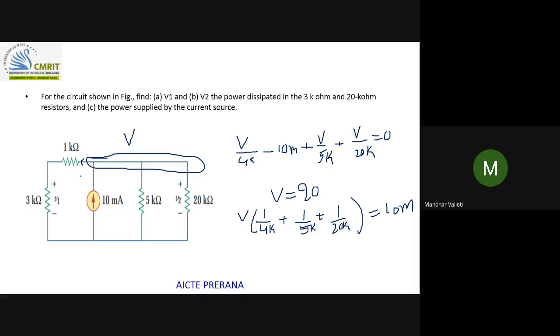So if we substitute there, once we got V, then automatically we will be able to get the current in this loop. Once we got the current here, V1 equal to what? The current, if you find out whatever that is, let us say 3K, 15 volts. So V1 equal to 15. And in the same way, I think you can tell V2 directly. V2 equal to V right here, equal to 20 volts.